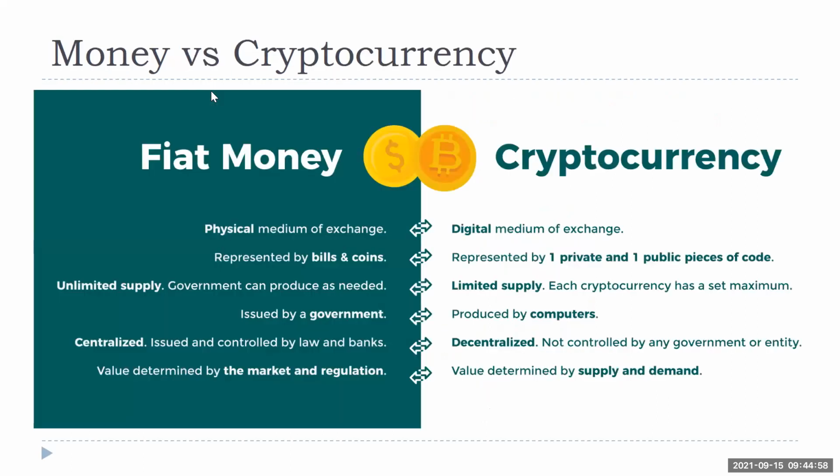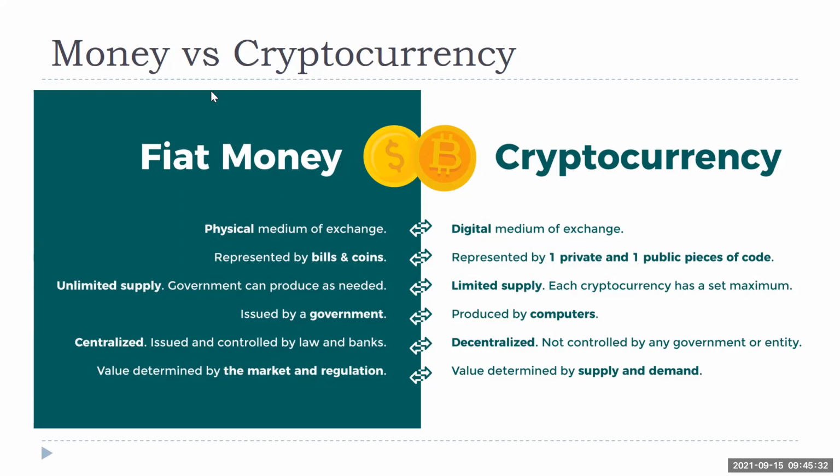So differences: fiat money is a physical medium of exchange. I can withdraw money from an ATM and it has a physical 2000 rupees, 500 rupees. Cryptocurrency is only a digital medium of exchange, right? Fiat is represented by bills and coins. Bills means your paper money. Cryptocurrency is represented by one private and public piece of code. If you remember, that's what we discussed. If I want to transact some money from my account to another account, I want to have a private key, I want to have a public key, right?